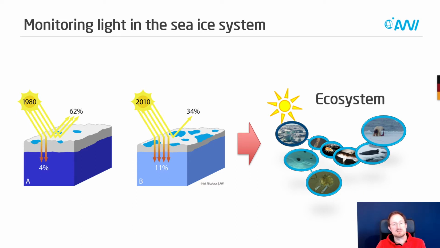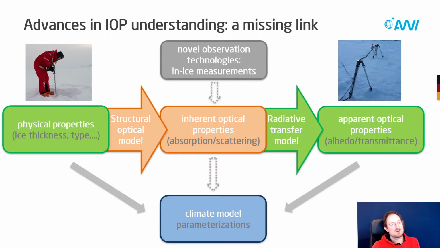So understanding this chain of radiative transfer is very important to judge anything on how the ecosystem is going to be developing. For example, the problem is that we know a lot in current climate models about the physical properties, how ice thickness is going to change, how sea ice type is going to change. And by now we have accumulated quite some models and measurements about apparent optical properties, so sea ice albedo and transmittance. And both of those are somehow represented reasonably well in climate model parameterizations. But so far they are not really interlinked.